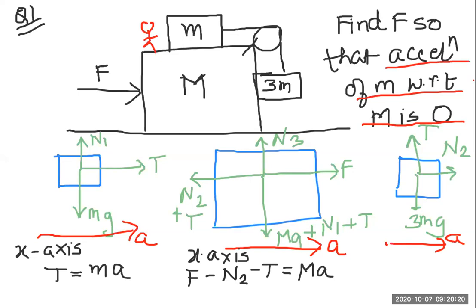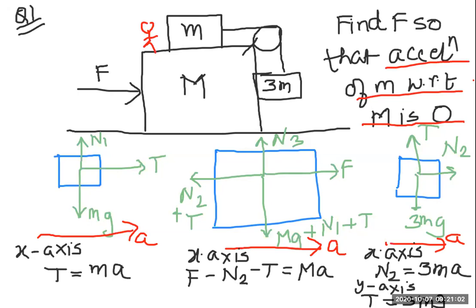Now, for the last block, I'm going to write along the x-axis and along the y-axis. Along the x-axis, I get N2 is equal to 3M A. Along the y-axis, it is not moving. Along the y-axis, there is no acceleration of 3m. So, T is equal to 3mg. These are the equations that we get.